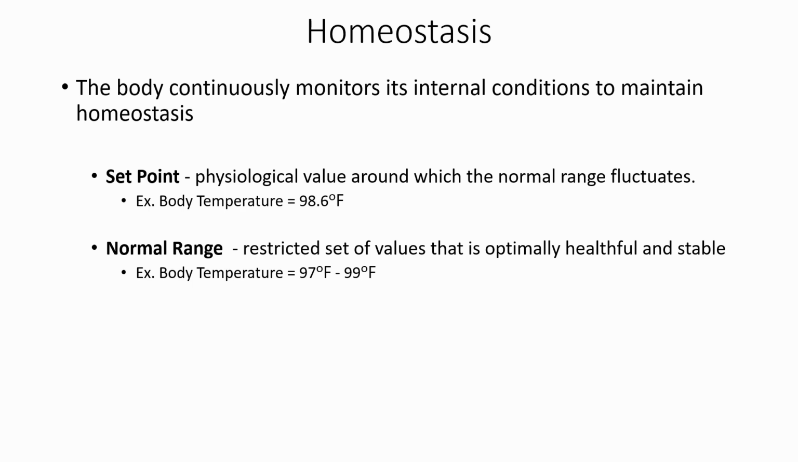So for example, our set point with body temperature is 98.6. That's the value, kind of like what we would consider normal on a single point. The normal range is what's considered normal or healthy, give or take from that set point. So for body temperature, for example, 97 to 99 degrees. As long as you're in that range, you're considered normal and stable and healthy.